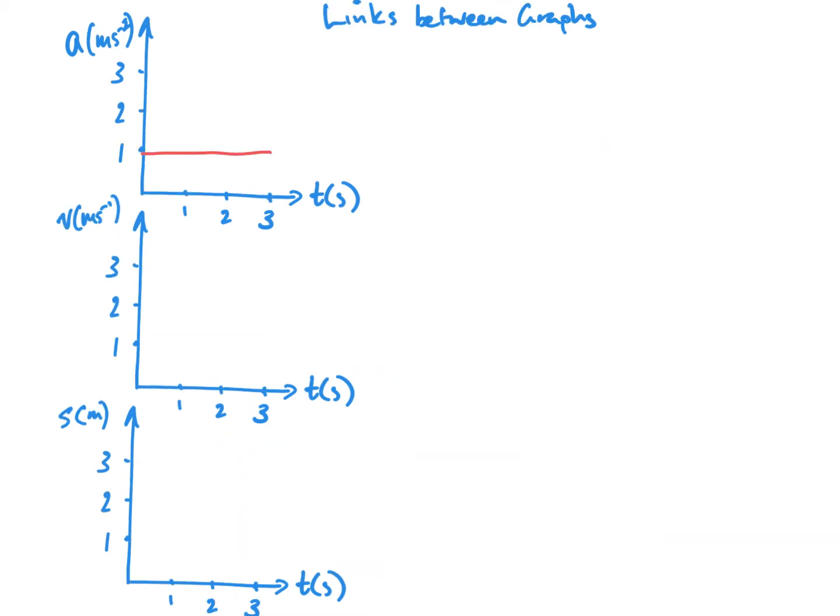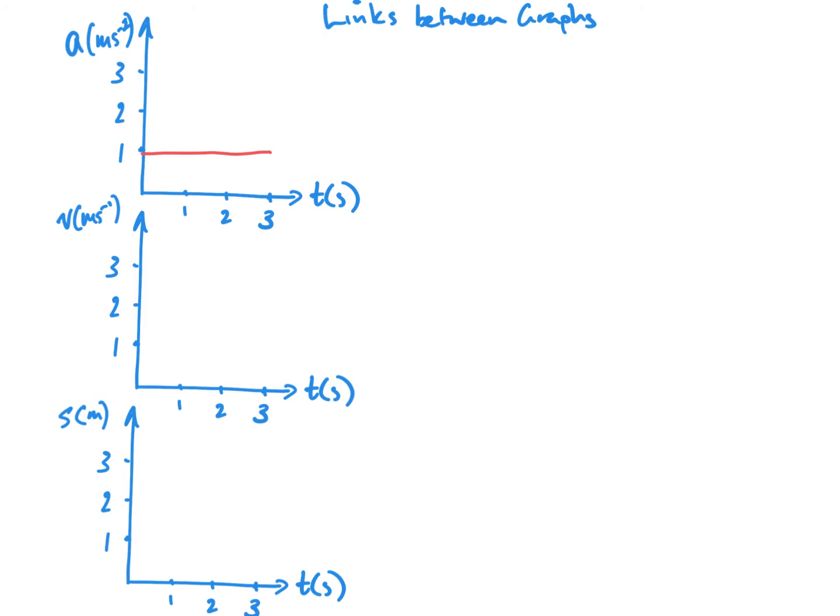So in this one we're going to look at the links between the graphs. If I'm given an acceleration time graph, can I work out what's going on in the velocity time graph, and then in the displacement time graph, or vice versa, could I work between the different graphs?